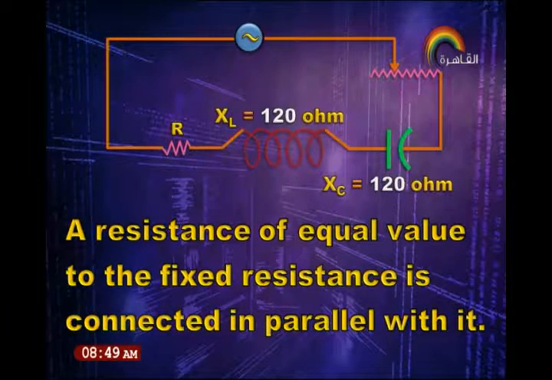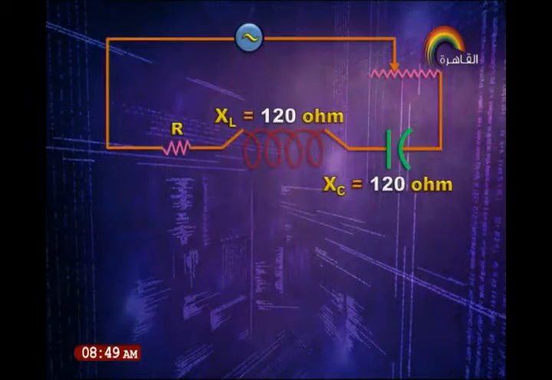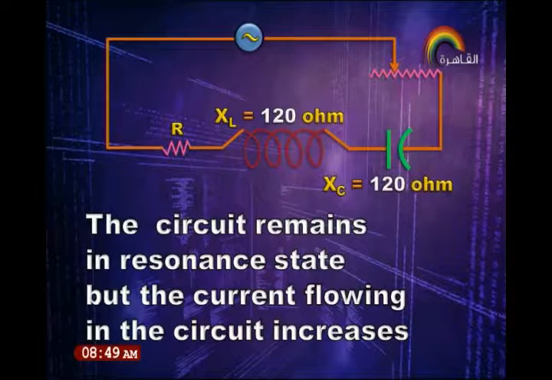But when a resistor is connected in parallel to R, the equivalent resistance decreases and the current increases. But the state of resonance will be unchanged. So the circuit remains in a resonance state, but the current flowing in the circuit increases because the resistance decreases.